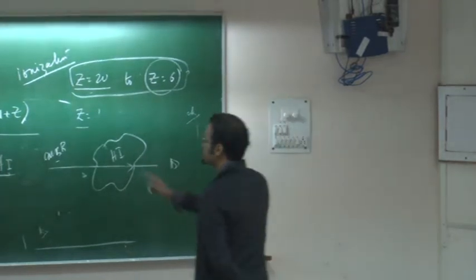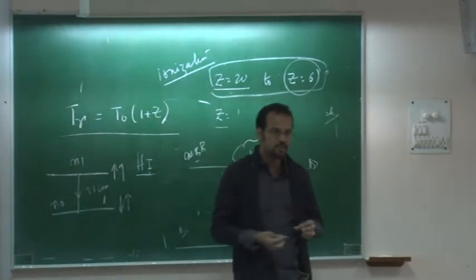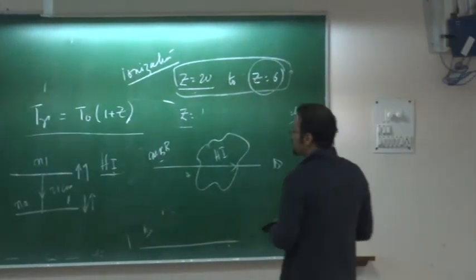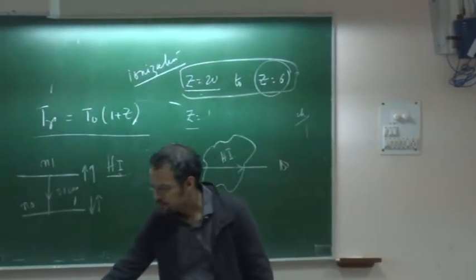So if you can pump more and more atoms over here, the spin temperature will clearly rise. So the spin temperature depends on the relative population between these two levels.